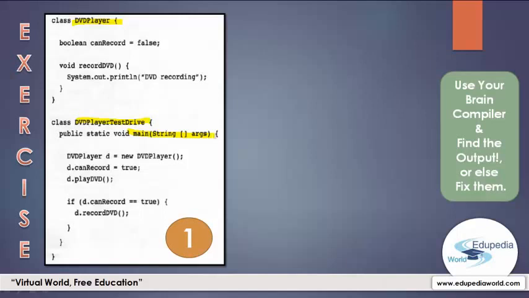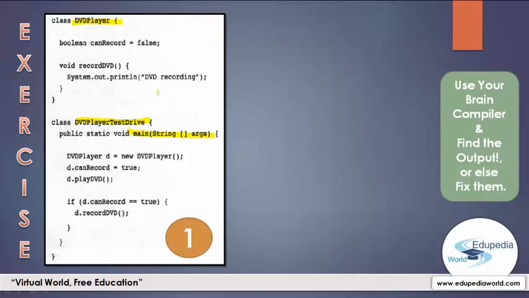The first statement is creating a DVD player object. It is identified as D. In the DVD player class you can see it has one instance variable, canRecord, and one method, recordDVD. The second statement is assigning a value to the instance variable canRecord. It assigns the value true.